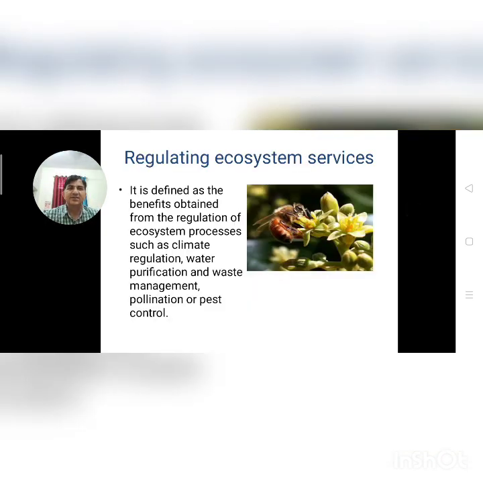Then regulating services, again very important. These are defined as the benefits obtained from the regulation of ecosystem processes such as climate regulation, water purification, waste management, pollination or pest control. So whatever processes are being regulated in nature come under regulating services.